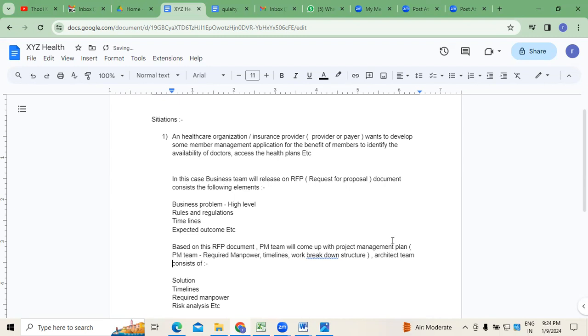Generally, this architect team will be of different kinds. One is the enterprise architect team. Architects are of different types: enterprise architects and solution architects. Understood, right? Enterprise architects and solution architects.